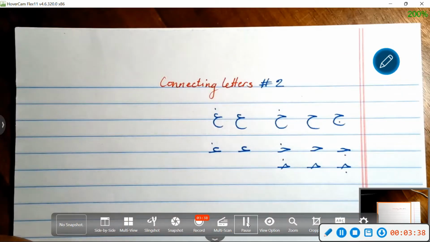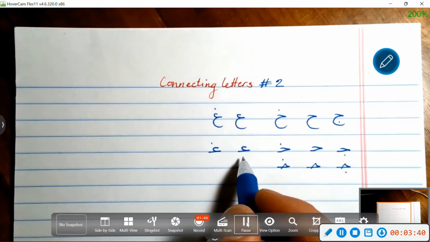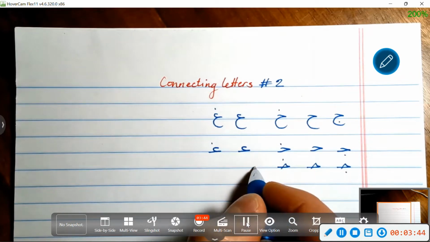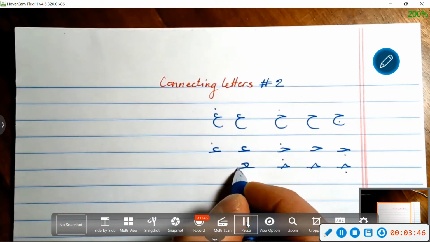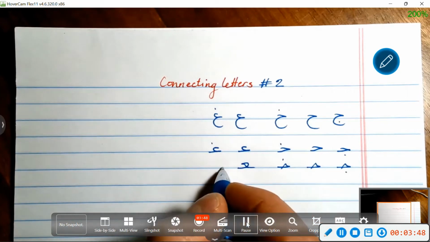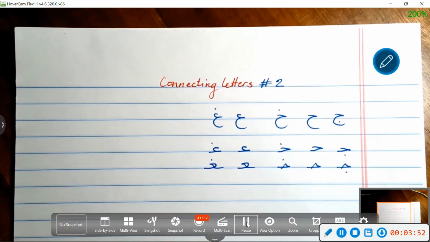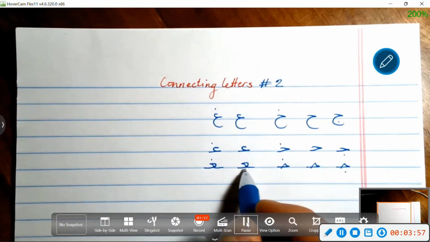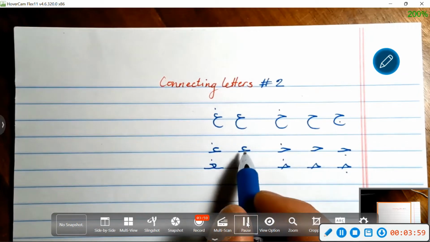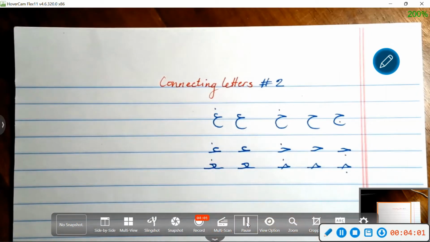Now, Ayn, when it comes in the middle of a word, it has to be closed like this. Ghayn, the same thing. So when it's in the middle of the word, it's closed like this. When it's at the beginning, it's like this. When it's standalone, it's like this.